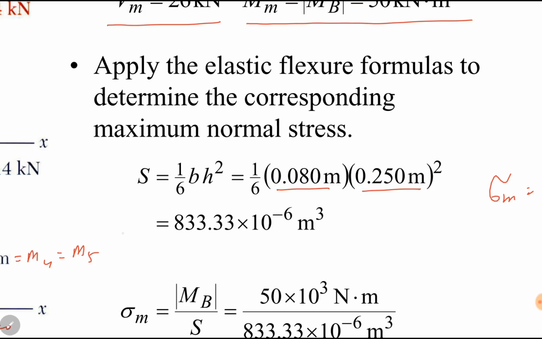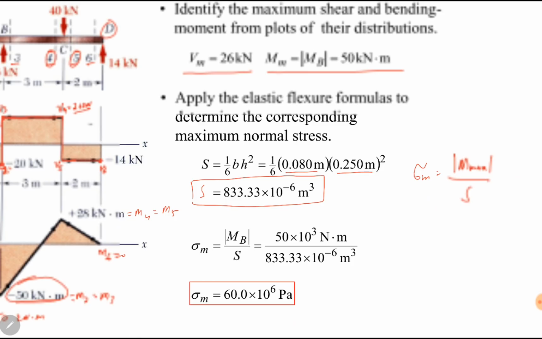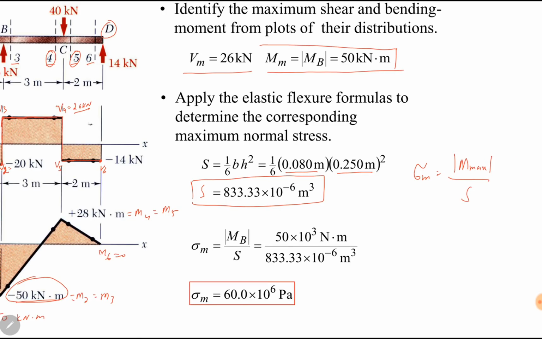Section modulus becomes 833.33 into 10 power minus 6 meter cube. Okay, now we can put the values here. Maximum moment, which has been calculated already, is 50 kilonewton meters, 50 into 10 power 3 newton meters, divided by section modulus, which is 833.3 into 10 power minus 6 meters cube. So maximum stress becomes 60 into 10 power 6 pascals, or you can write it as 60 megapascals.